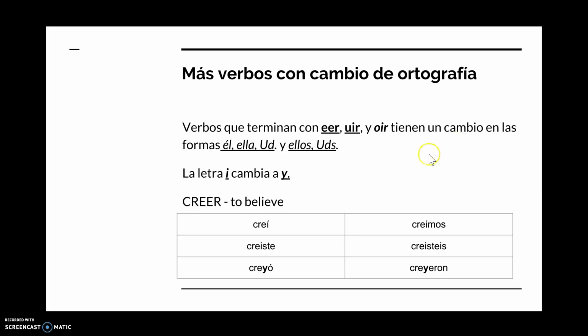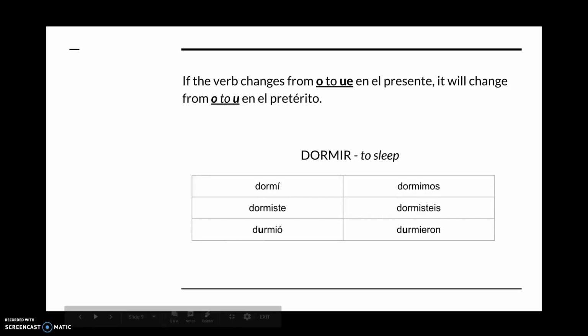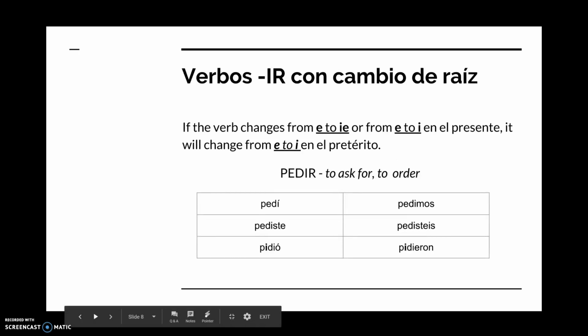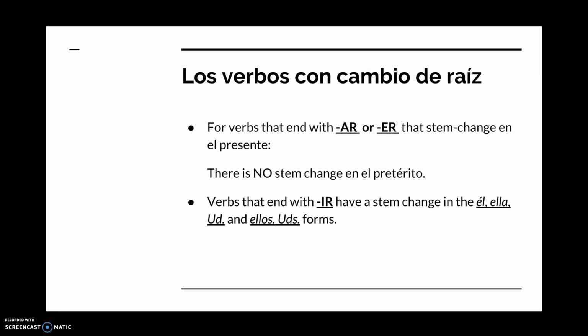On página 4, we're moving on to the new material, starting off with los verbos con cambio de raíz. You need to be aware that verbs that end with AR or ER that stem change in the present do not have a stem change at all in the preterite. Okay, however, going back to that there, that jumped ahead for a second. Verbs that end with IR have a stem change in the él/ella/usted form and the ellos/ustedes forms.